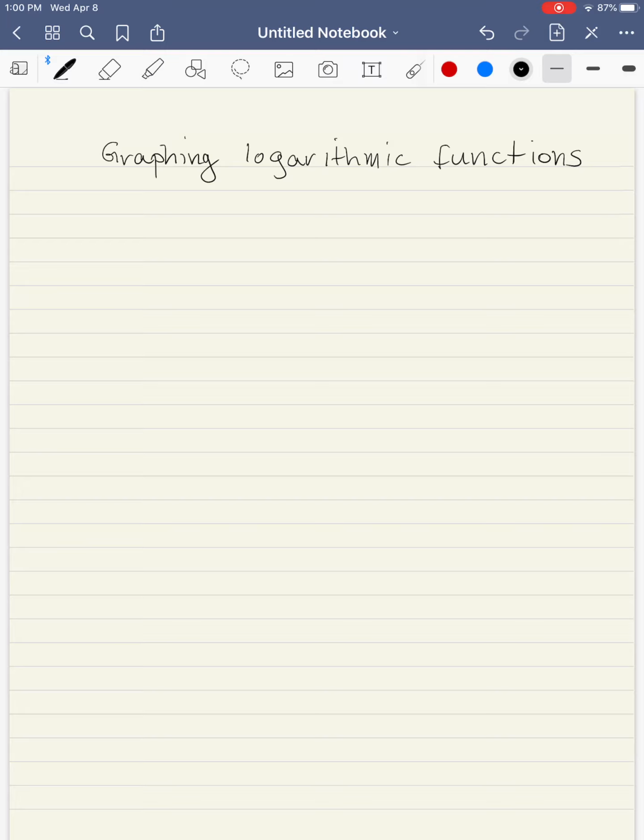Our last two lessons were about understanding logarithms and looking at two special logarithms, the common logarithm and the natural logarithm. In this lesson, we're going to look at graphing logarithmic functions. So to do that, we're going to remember what an exponential function looks like.